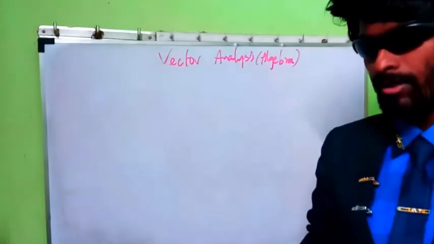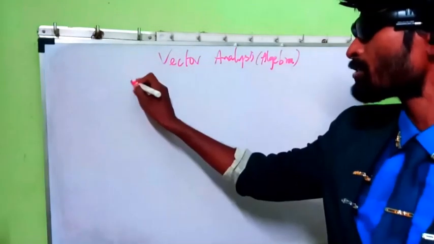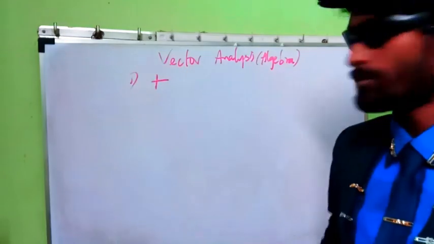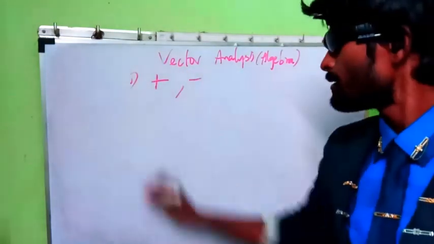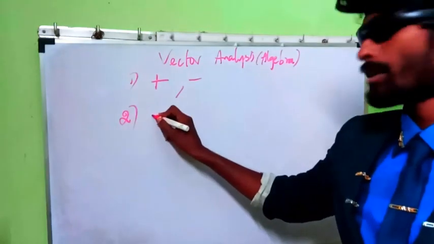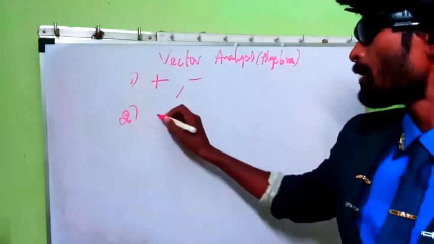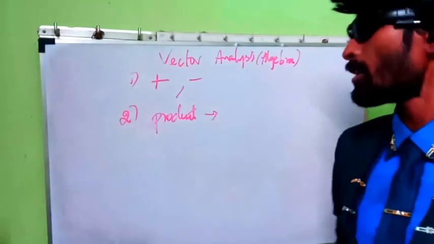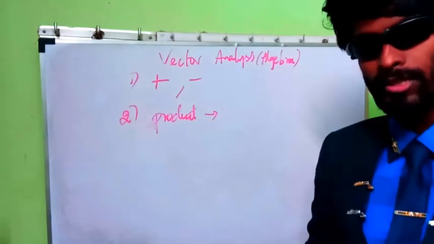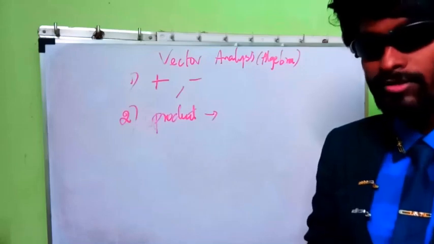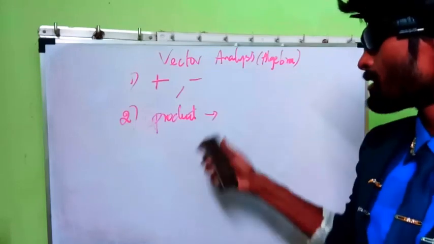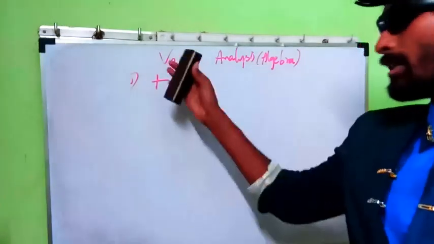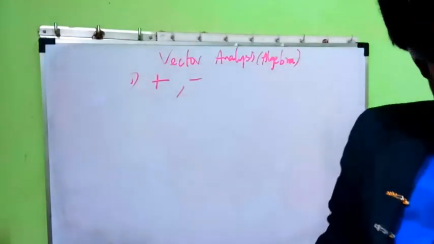Now look at over here. In this vector analysis, first we will go for some new terms: addition and subtraction, and next, multiplication in the area of product, and there comes some more things. First, we may talk about addition as well as subtraction. So I will just write only about addition and subtraction, and we may see something afterwards.